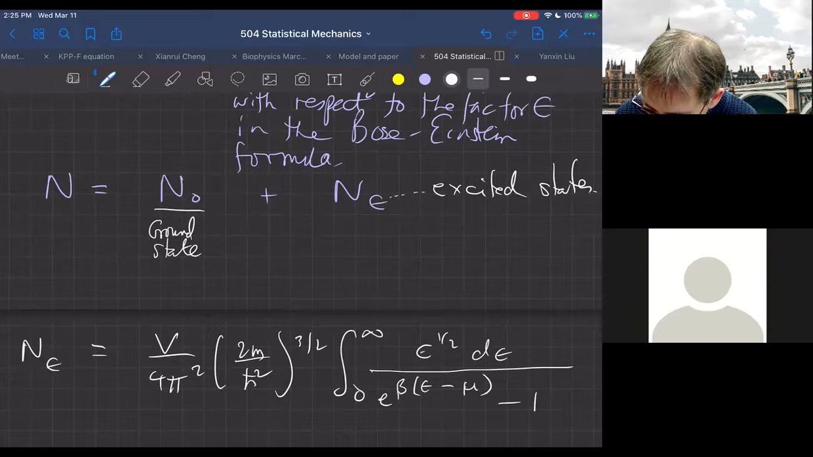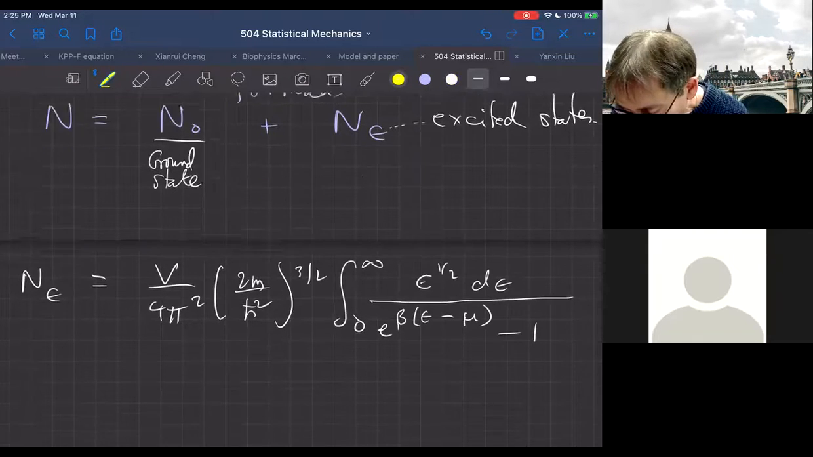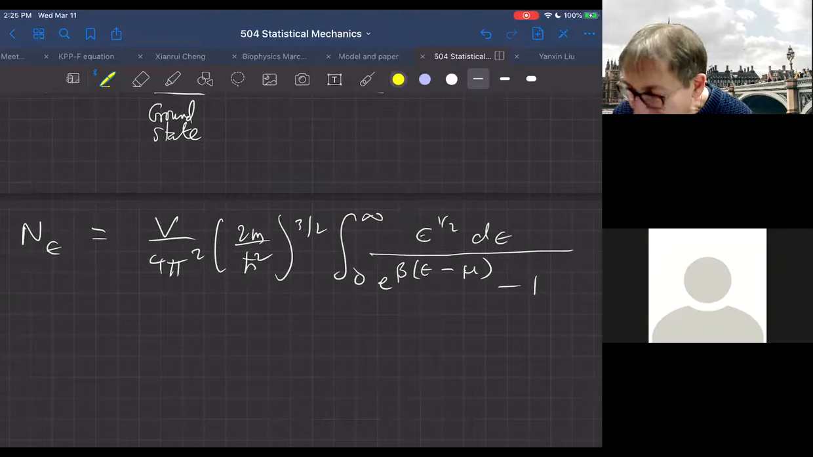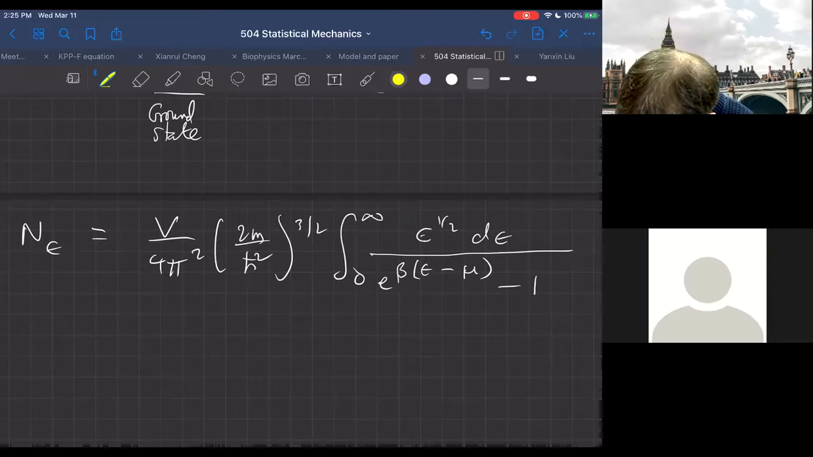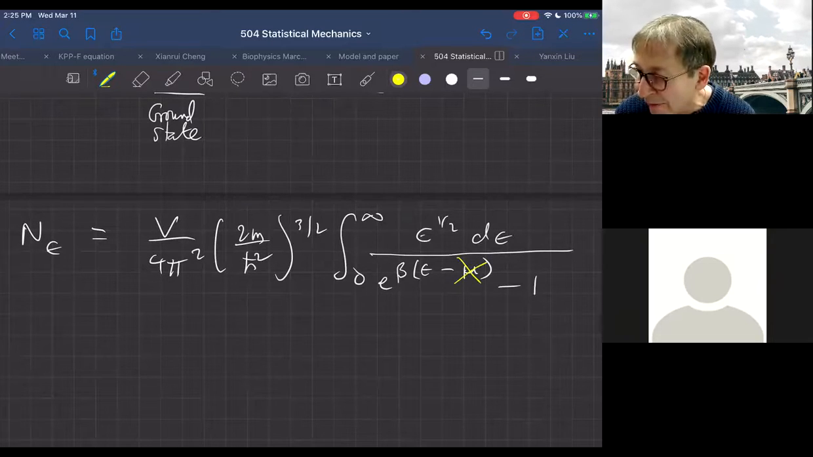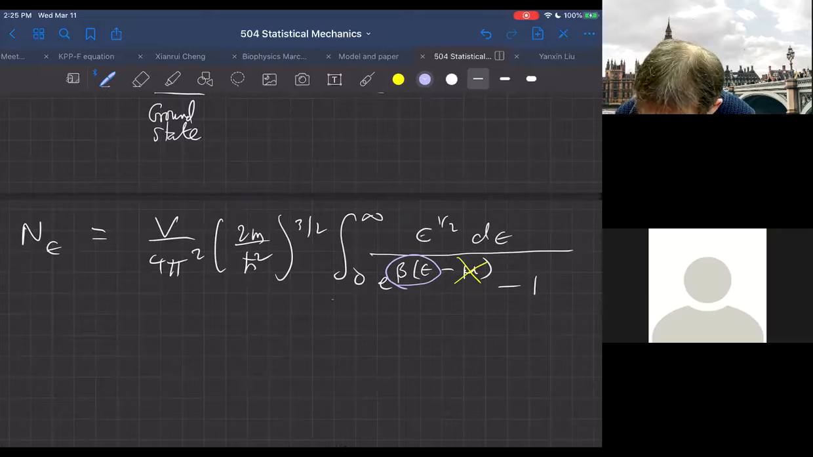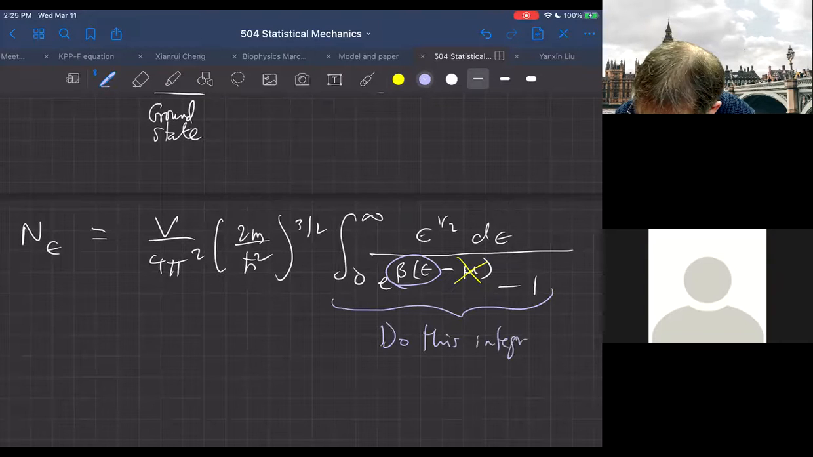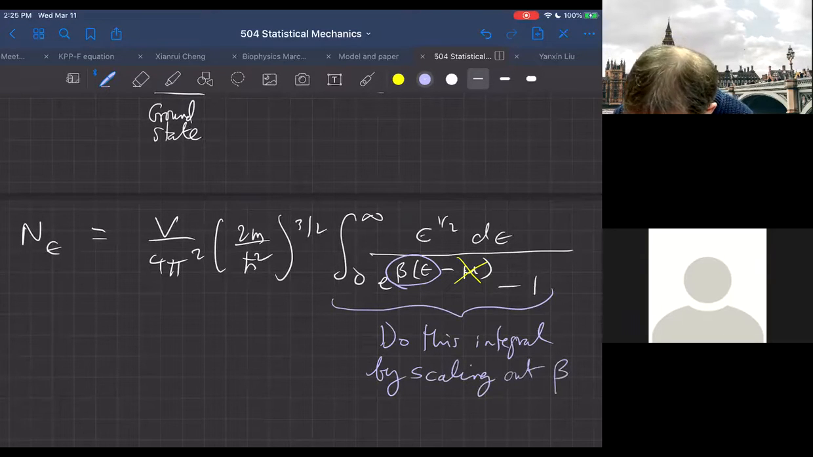Of course, this mu is a function of temperature, so it's a complicated thing, but we can see that mu is scaling less than epsilon. It goes to 0 faster than epsilon as we take the thermodynamic limit. And so therefore, we can cross out that term over here. Now what we're left with is just this term in the exponent, and because of that, we can do this integral by scaling out beta by changing variables.